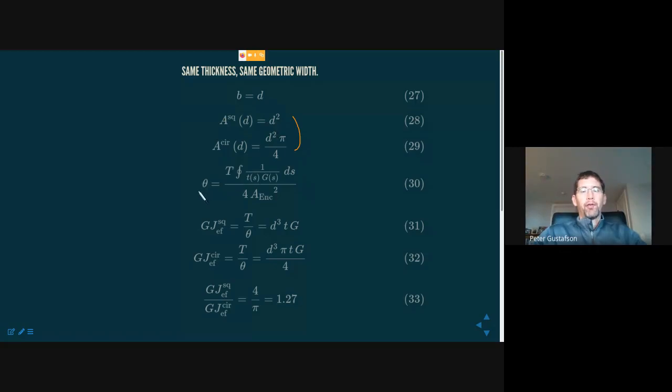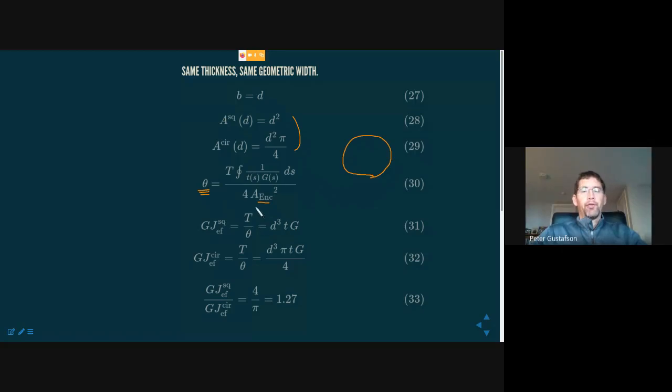Okay, we can do this calculation for the rate of twist. Theta is the rate of twist. So it's equal to torque times the integral of 1 over t times G ds. This is an integral around the domain, around its arc length. It's a closed integral, so it starts and stops at the same spot. And of course, that's in the numerator. In the denominator is the area enclosed.